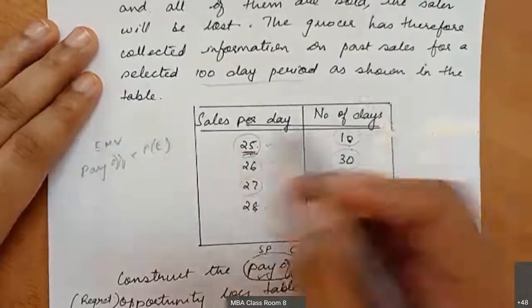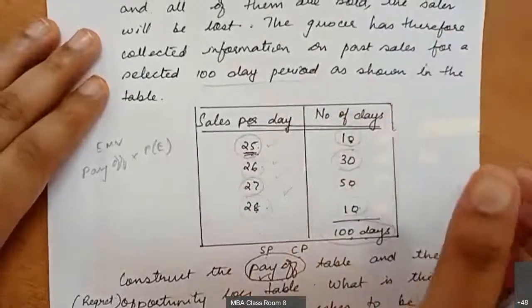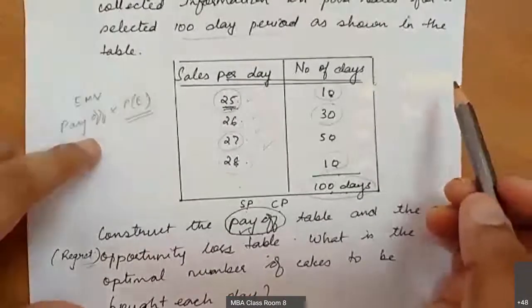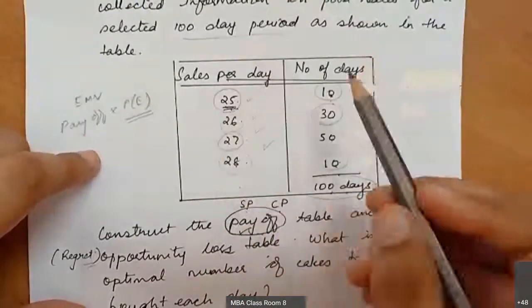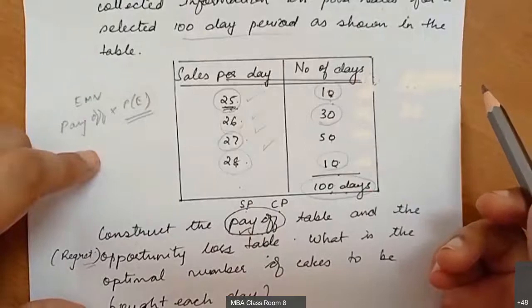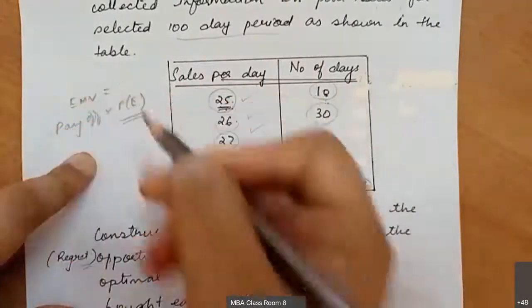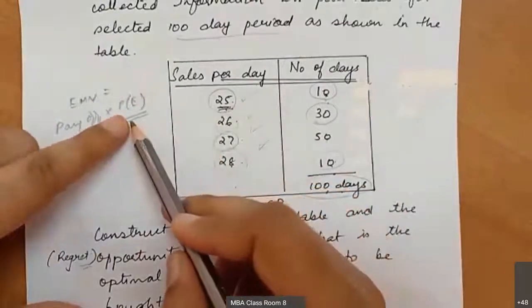So how will you get the probability? Only this much data is given. How will you calculate the probability? Can anybody tell me? From this table, how can you calculate the probability? EMV is equal to payoff into probability.